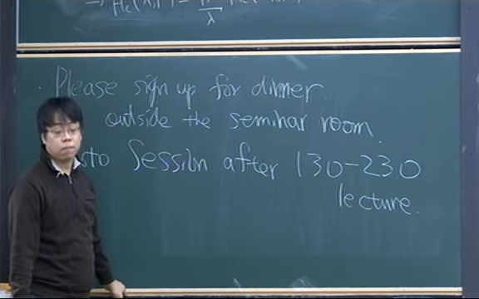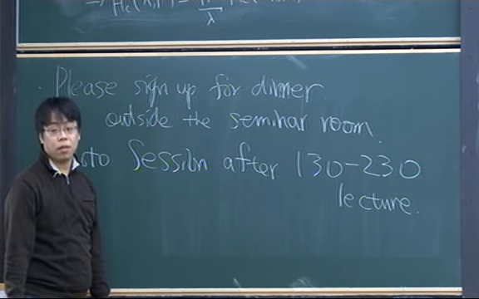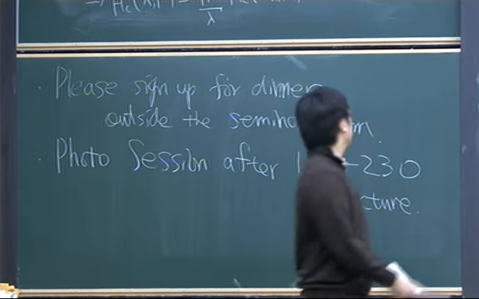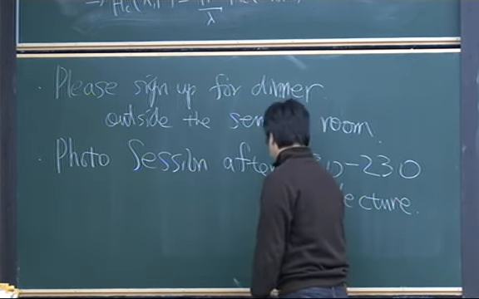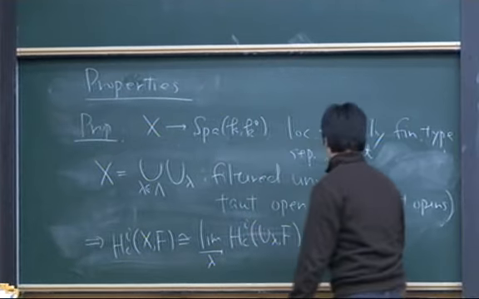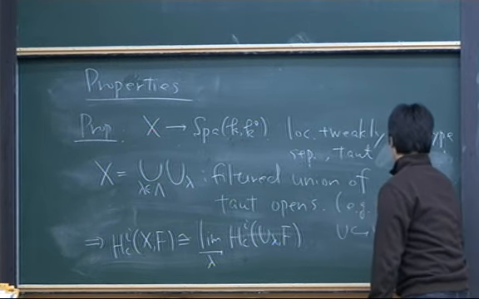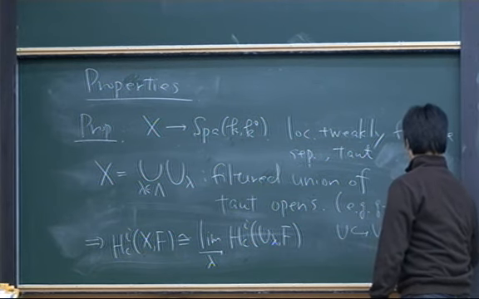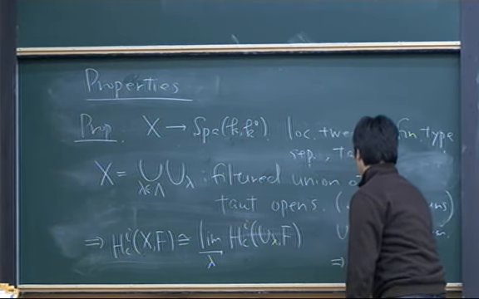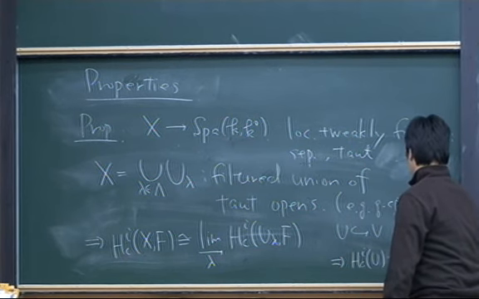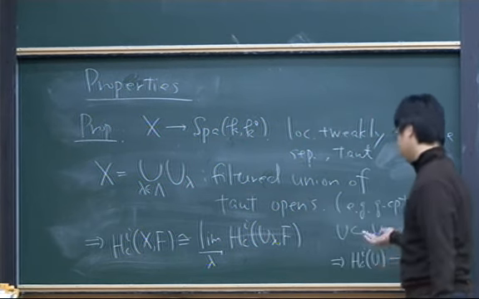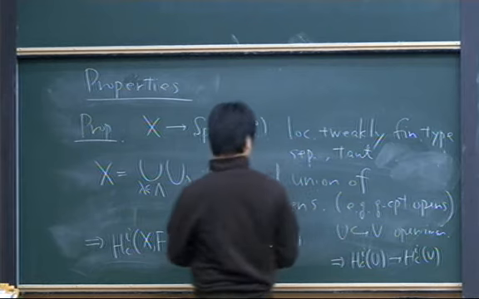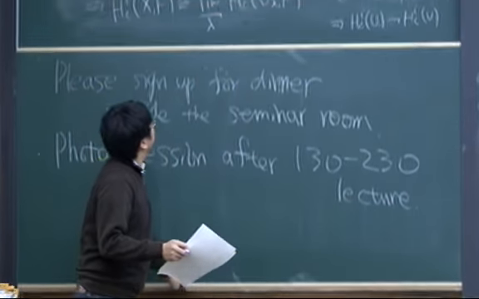Yes. For open immersions, I write it. If you have an open immersion, then there is a natural map from here to there. The functoriality is covariant, and the functoriality is contravariant with respect to the proper map. Okay.